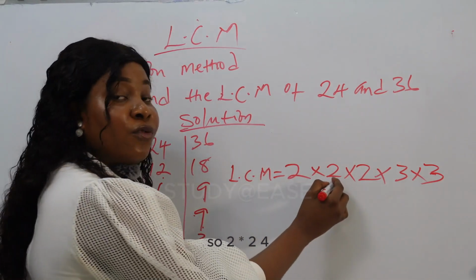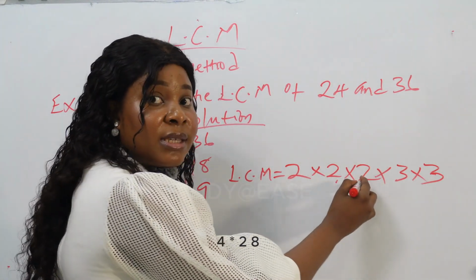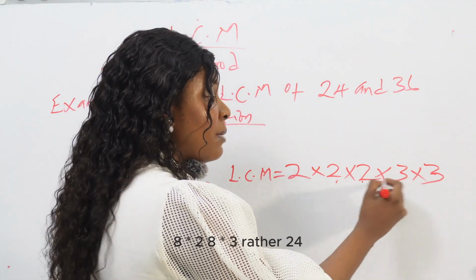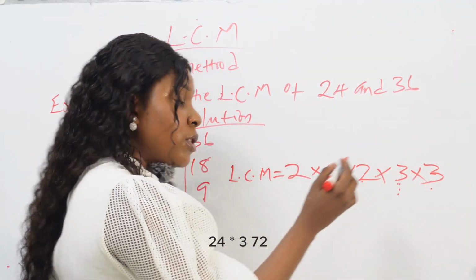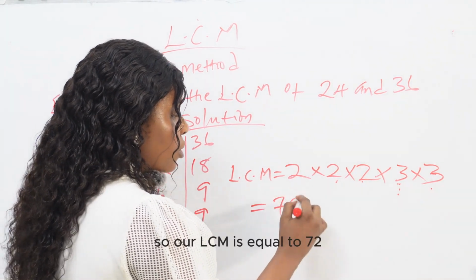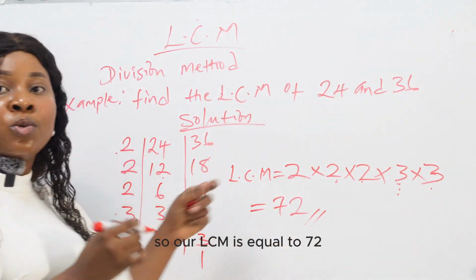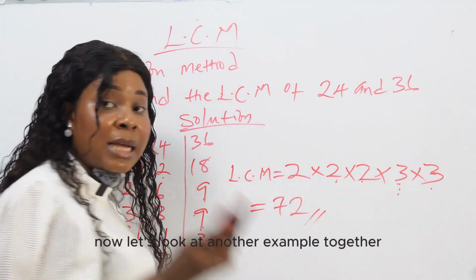So 2 times 2, 4. 4 times 2, 8. 8 times 3, 24. 24 times 3, 72. So our LCM is equal to 72. Now let's look at another example together.